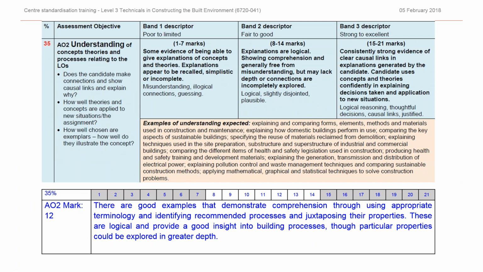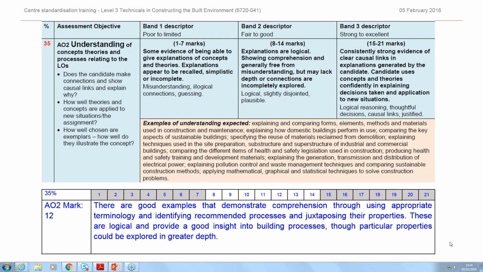So on to AO2, which is understanding, and that was allocated 12 marks. We can see the evidence of the students' understanding. There are some coherent explanations. There's a good range of talk content displayed here, and that's a good indicator when making your judgment.